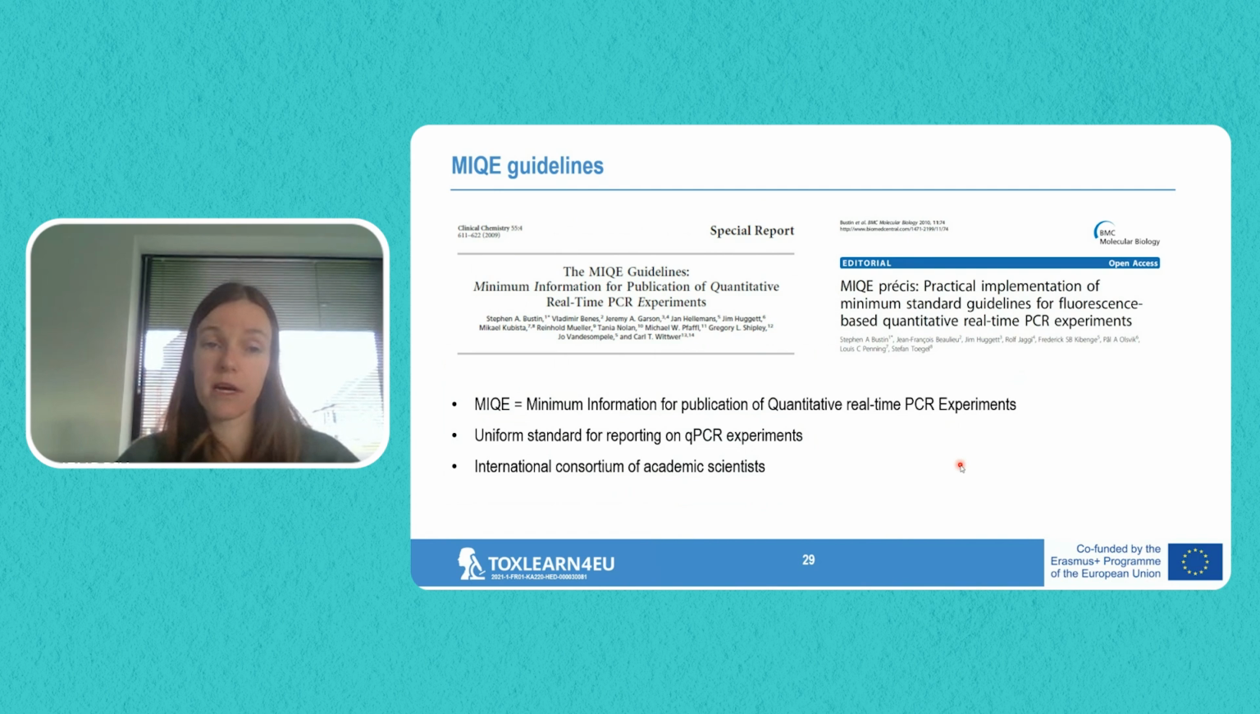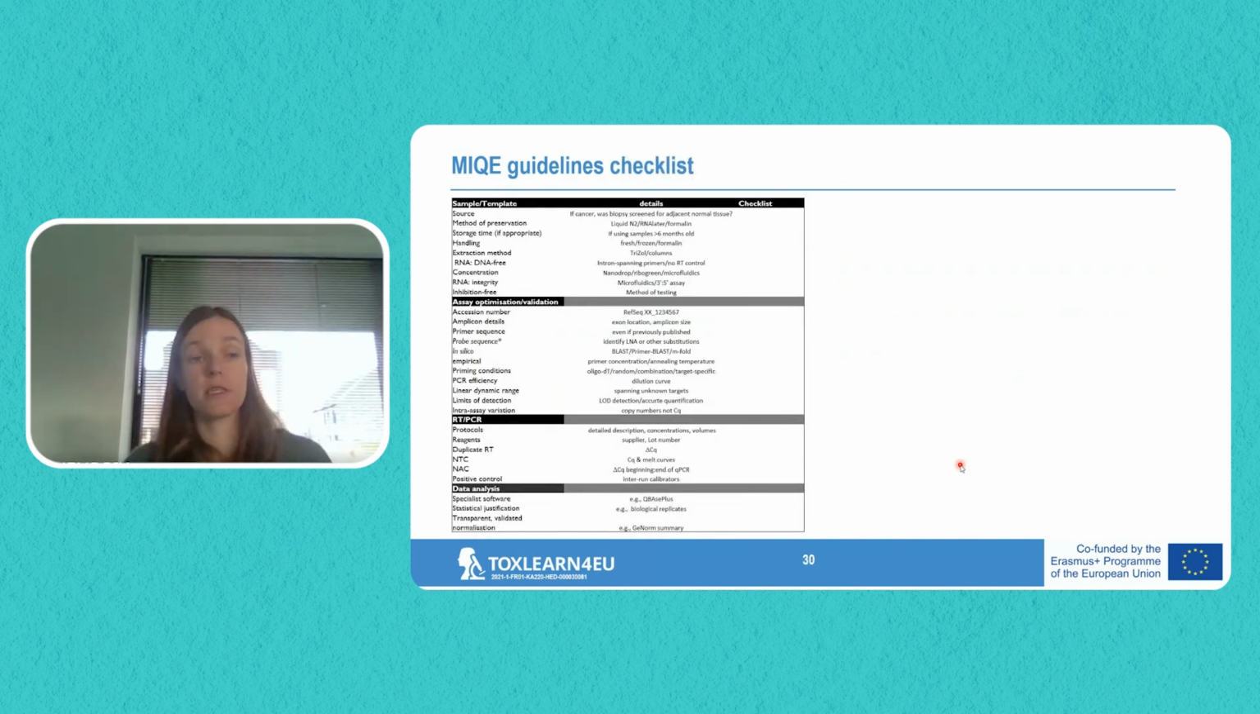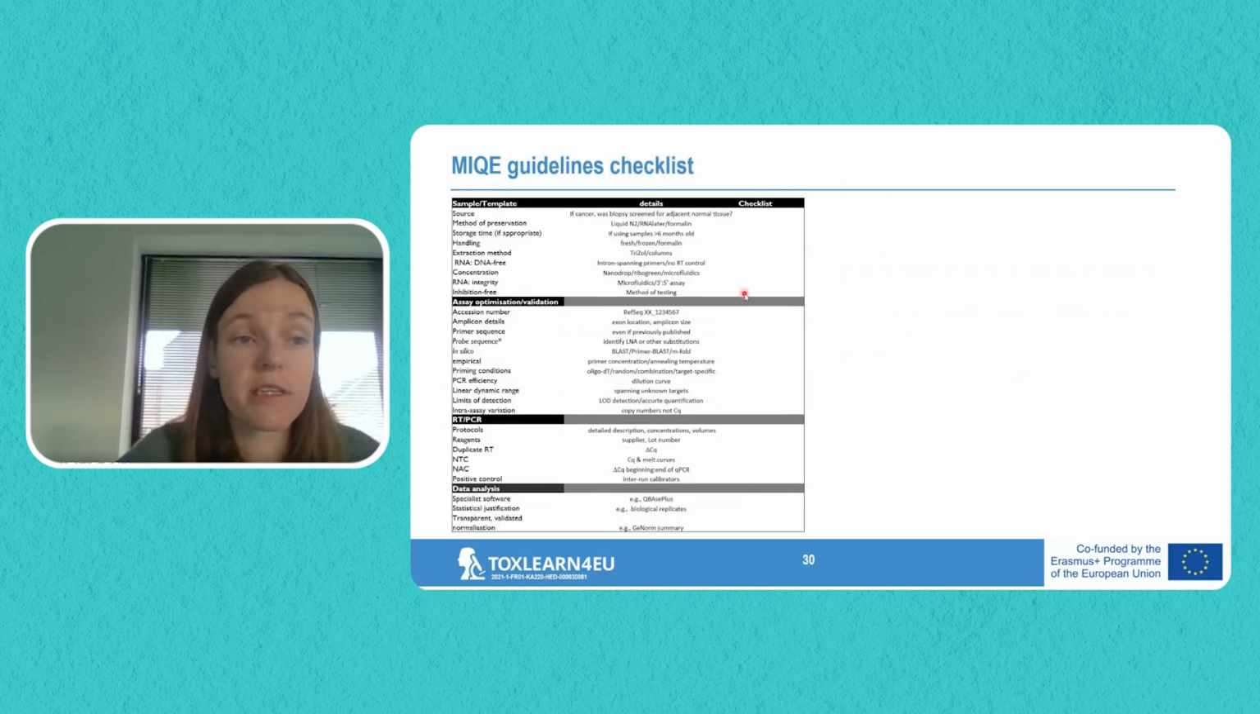And these guidelines give a uniform standard for reporting on qPCR experiments. So these guidelines provide you with a list of parameters regarding qPCR experiments that you should report on in publications showing qPCR data. And here you can see an example of this checklist.